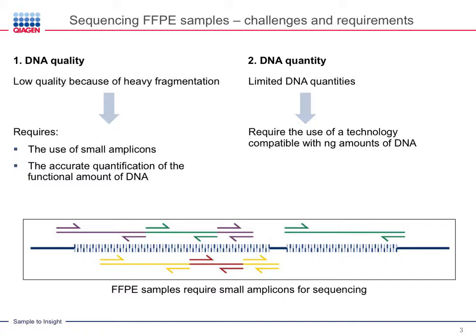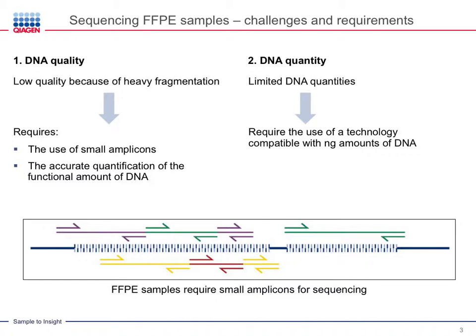Studies have shown that DNA extracted from FFPE samples is of low quality because of the heavy fragmentation that results from the preservation process. The heavy fragmentation restricts the use of DNA from FFPE samples in the following manners. This DNA requires targeted DNA sequencing as opposed to whole genome sequencing or whole exome sequencing, and requires the use of small amplicons to accommodate the fragmented nature of DNA.